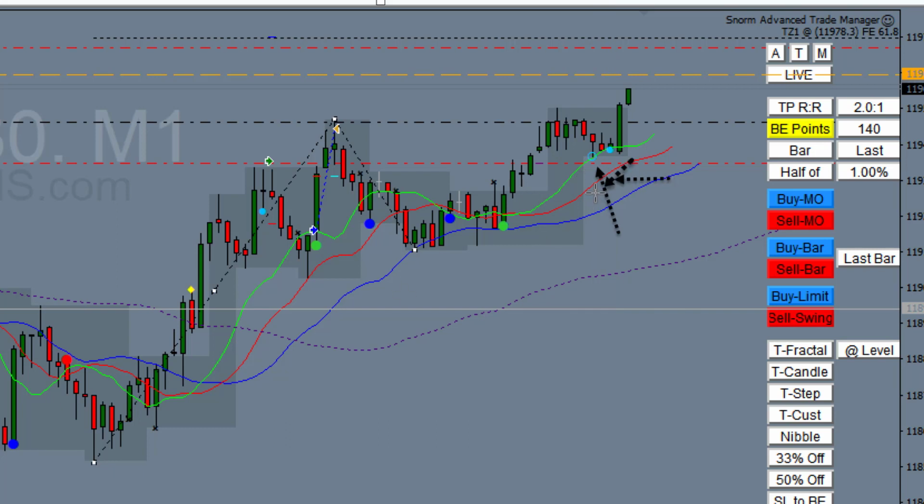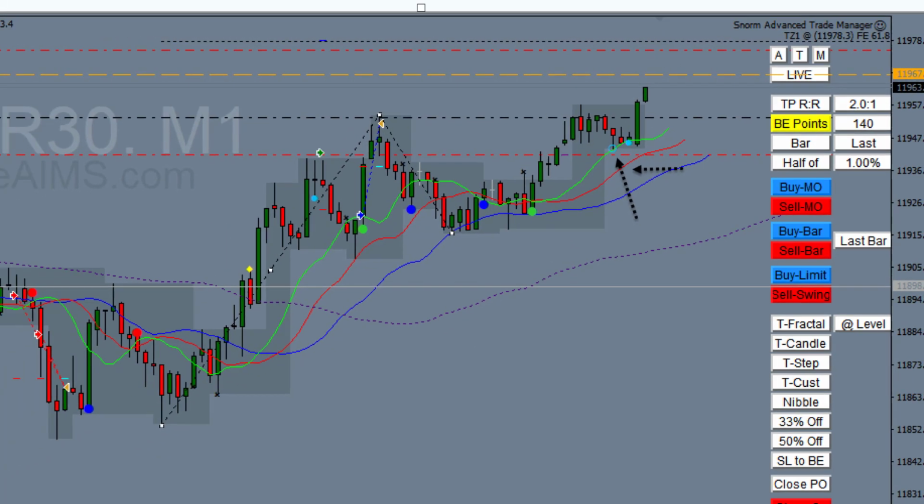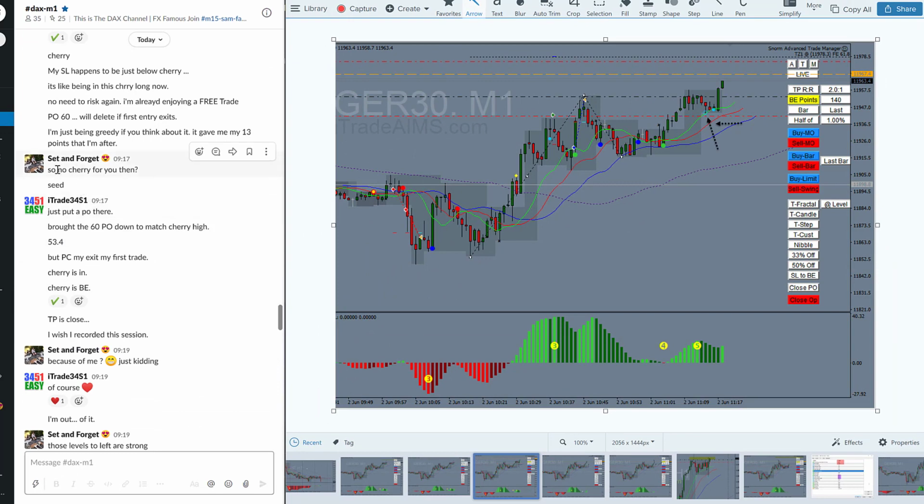So my stop loss happened to be below the cherry, which means that my previous entry's stop loss is just below where the stop loss of this cherry would be. So that means I have a free trade, so I can take another trade and risk my usual risk. I already have a free trade, so if it goes in my favor, it's going to be a double trade. So she asked, so no cherry for you?